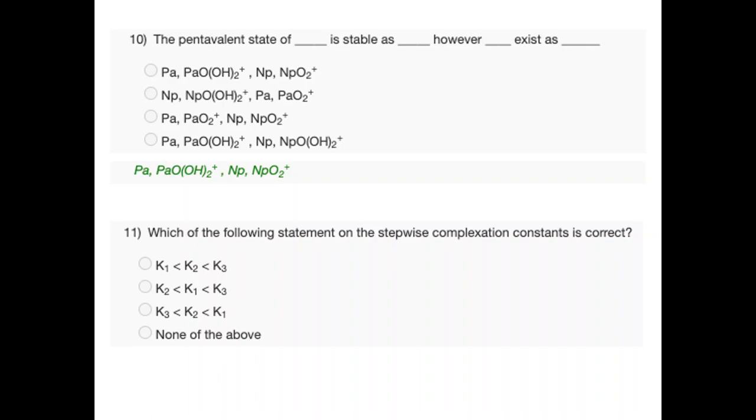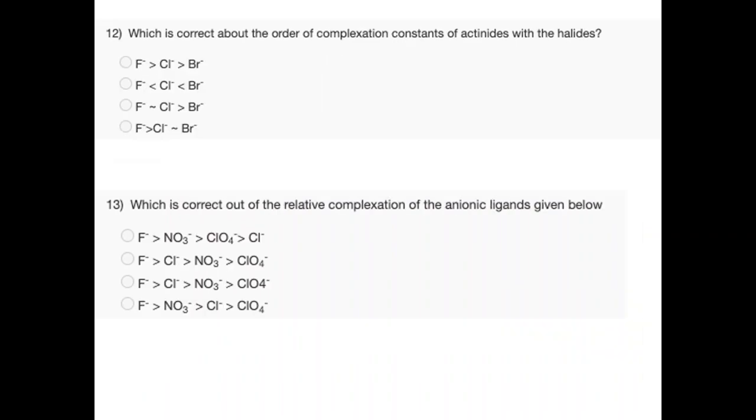Which of the following statements on the stepwise complexation constant is correct? K1 less than K2 less than K3, K2 less than K1 less than K3, K3 less than K2 less than K1, or none of the above. The right answer is, we know very well, K1 is the highest, then K2, then K3. This is in the very first class.